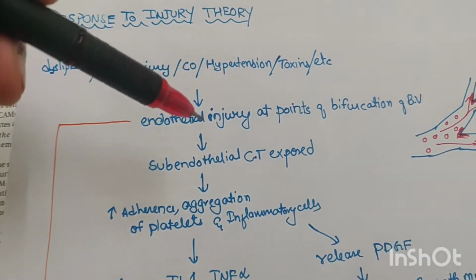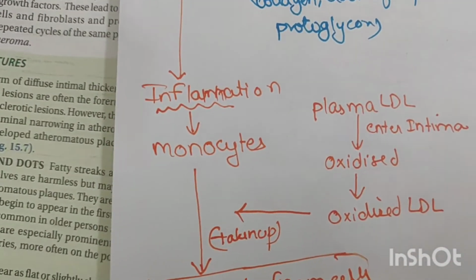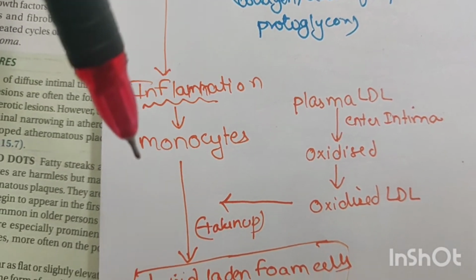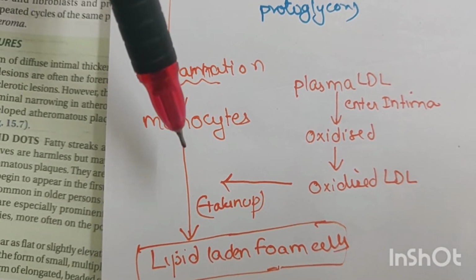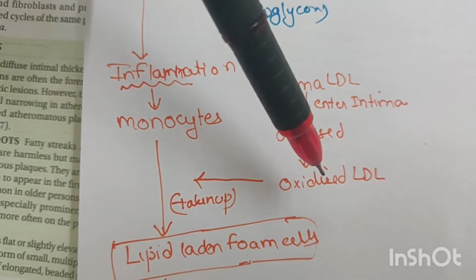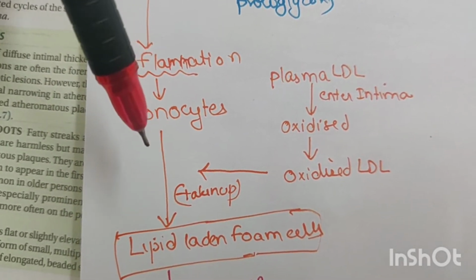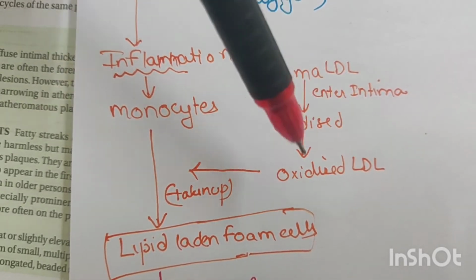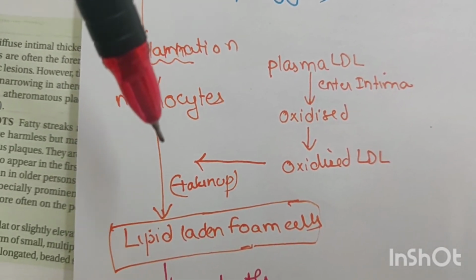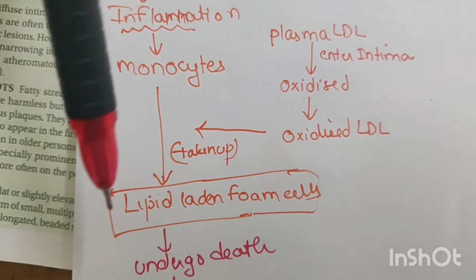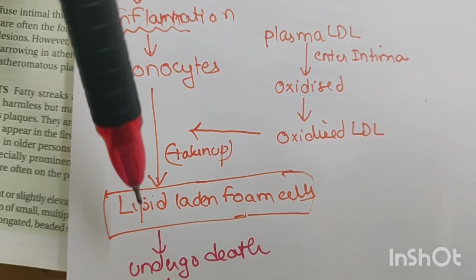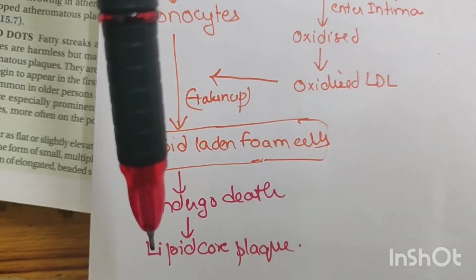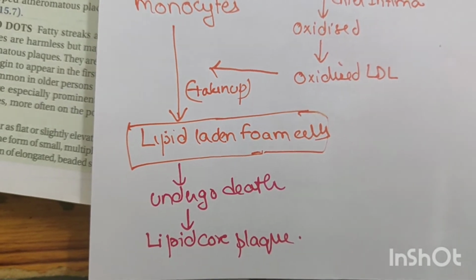Next we have endothelial injury, which can also lead to inflammation. So due to inflammation, more monocytes come into the intimal layer. These monocytes will change into macrophages, and they will take up the oxidized LDL. There is plasma LDL in the blood, and whenever it enters the intima, it gets oxidized into oxidized LDL, which is taken up by the monocytes or macrophages, which will become lipid-laden foam cells. These macrophages which have oxidized LDL are called lipid-laden foam cells, which undergo death. So this death or apoptosis of these cells will cause lipid core plaque formation. Okay, this is one of the pathogenic reasons.